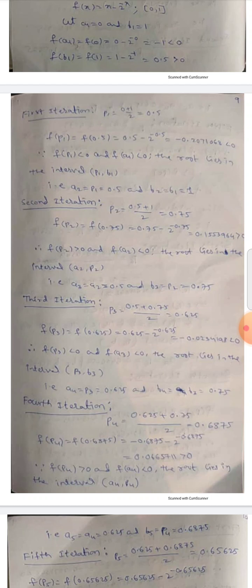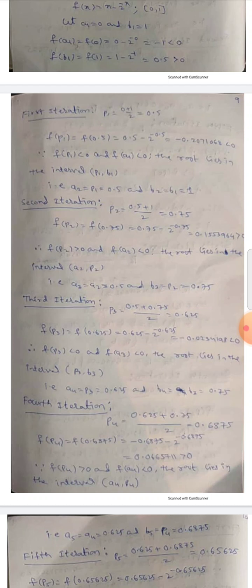f of p1 is equal to f of 0.5 equals 0.5 minus 2 power minus 0.5. If we simplify this, it is equal to minus 0.2071068. This is less than 0. Since f of p1 is less than 0 and f of a1 is less than 0, the root lies in the interval p1 comma b1. That is, a2 is equal to p1 equals 0.5 and b2 is equal to b1 equals 1.